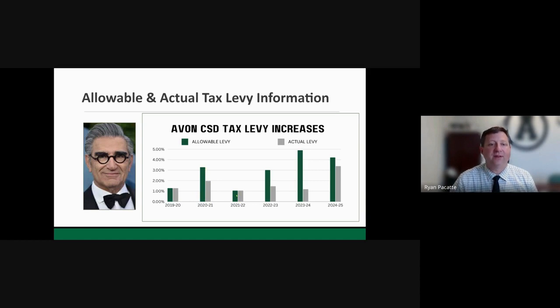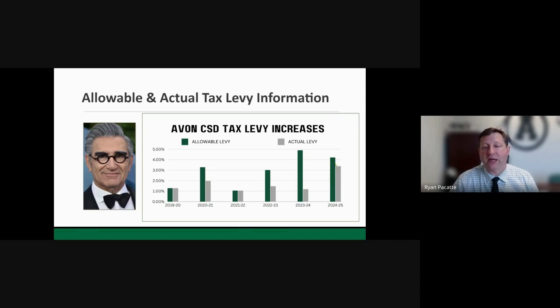21-22, at the levy limit. 22-23, about half of the allowable levy limit. 23-24, significantly below the allowable levy limit. Coming into this year, remember, is the first year that New York State fully funded Avon. So when New York State fully funded, the district could consider some additional tax benefits to the community.